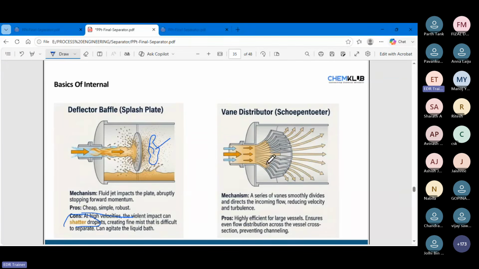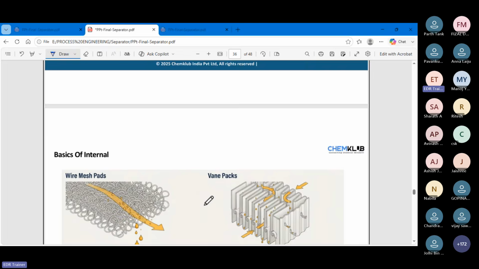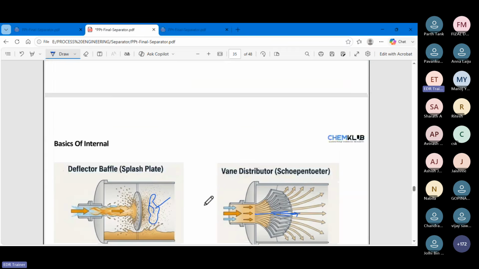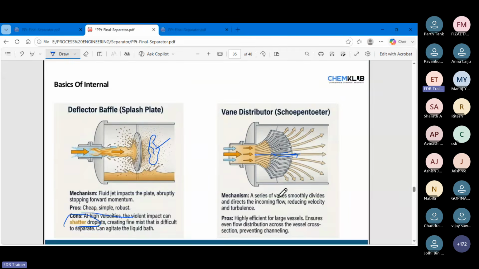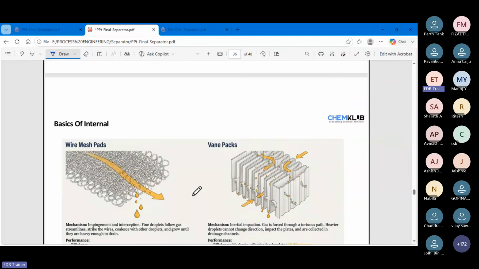Here is a good option, the vane distributor. It is highly effective over large vessels, with even flow distribution. The flow will not be destroyed and the particle diameter will not be cracked or destroyed, so the particle diameter is kept the same from inlet to outlet. We'll see this in detail when we have a separate session for the internals.